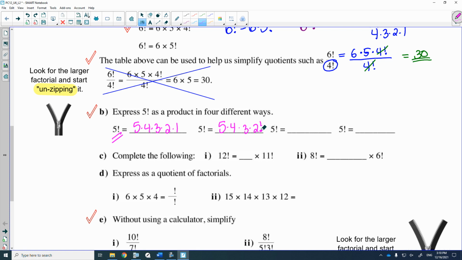Because remember, what is 2 factorial? It's 2 times 1. Another way to express 5 factorial is 5 times 4 times 3 factorial. Because, once again, 3 factorial could be unzipped to 3 times 2 times 1. And the last way that I could represent 5 factorial as a product is 5 times 4. Now I can't stop at 5 times 4 because that would be 20. I have to put that factorial sign to represent the 4 that gets to be unzipped. So 4 times 3 times 2 times 1.